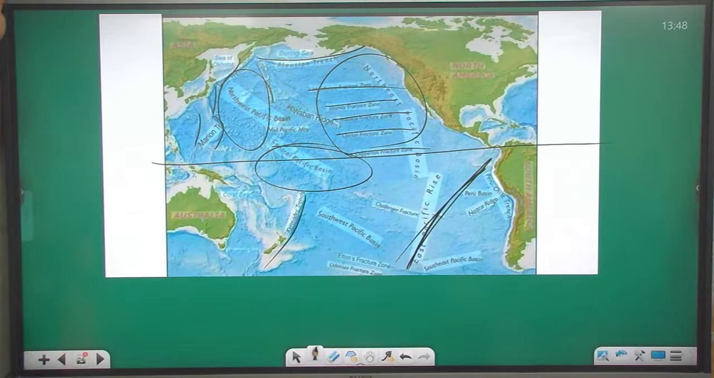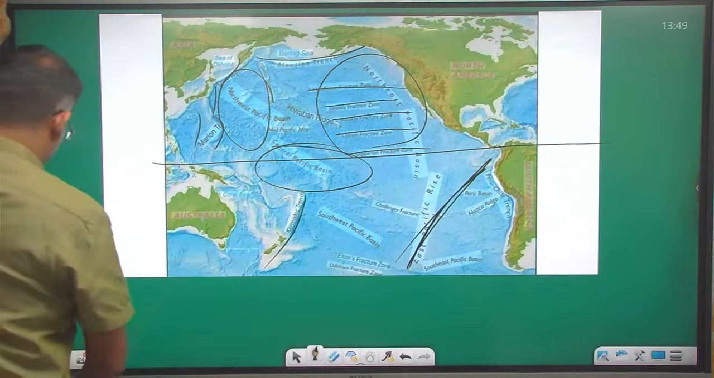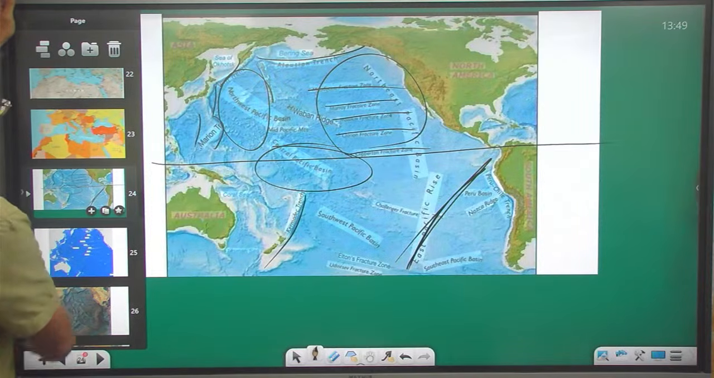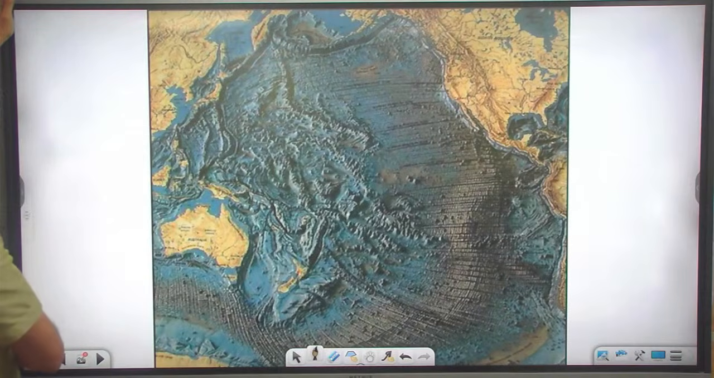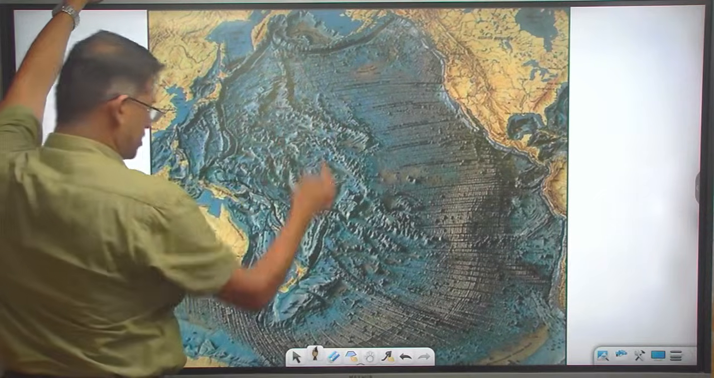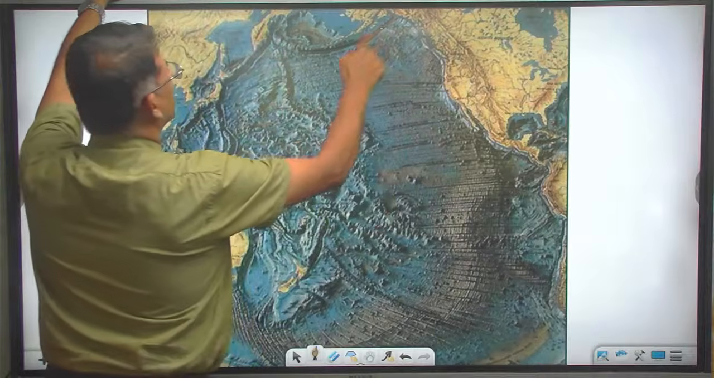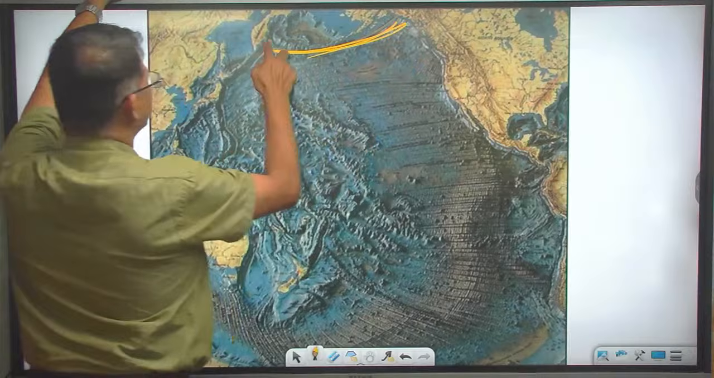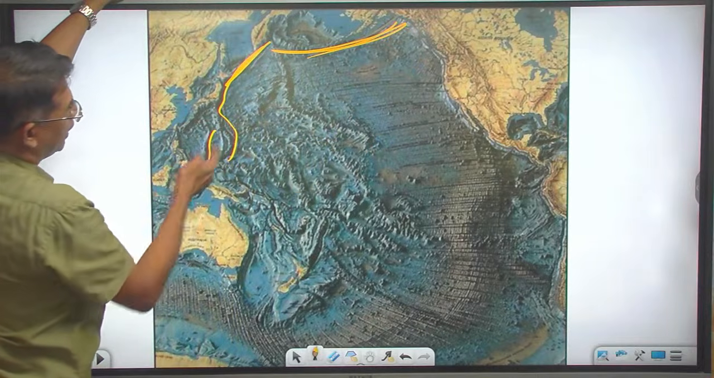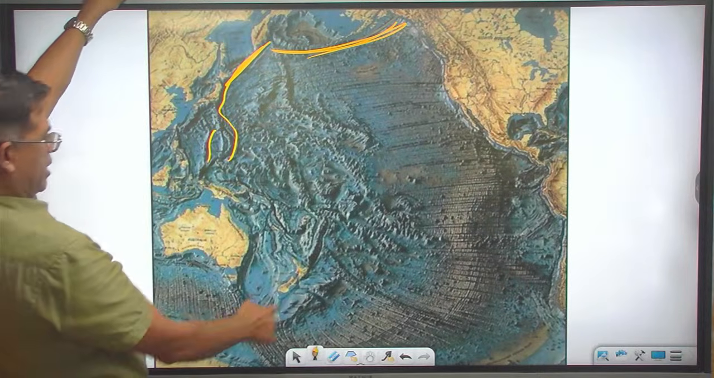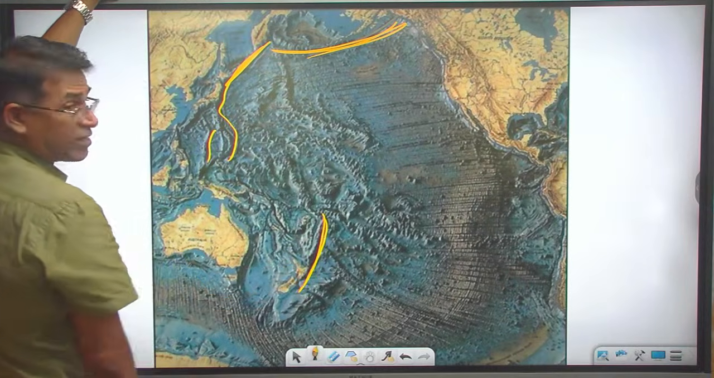Is it okay, all of you here? We have another diagram for this. Maybe you can see this one. Can you make out anything? Yeah, some idea. You can see these dark lines as trenches. These dark lines are trenches. This is the Mariana Trench, the Philippines Trench, the Japan Trench, the Kurile Trench. This deep one is the Tonga Trench here.